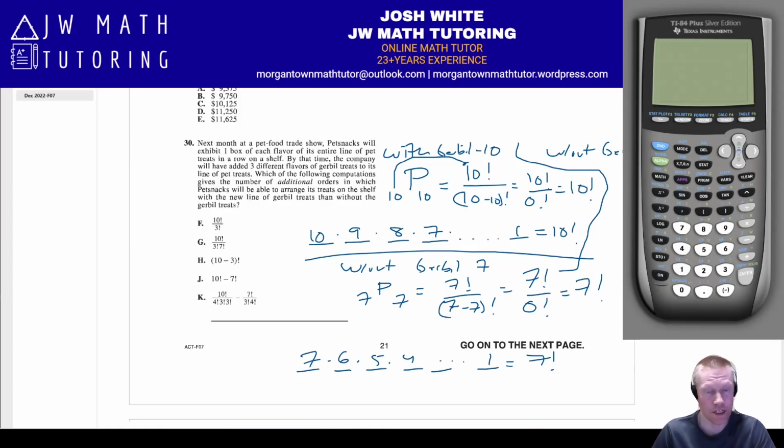Now, they want the difference between these. So they just want 10 factorial minus 7 factorial, and that's it. So the correct answer to this is letter J.